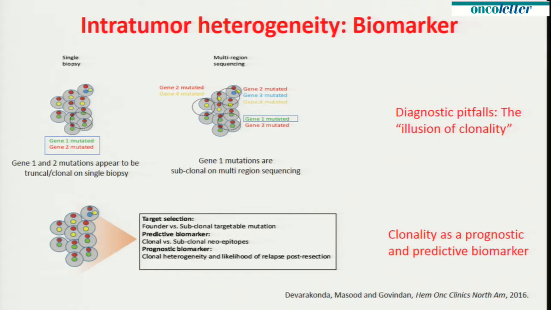Can we use this as a biomarker? Two things I want to tell you. If you take a single region, you can biopsy, do the genomic analysis, and come away thinking that something is clonal. But if you do multiple regions, you find that whatever you find here is not exactly clonal, it's a subclonal event. So unless you do multiple regions, you really get a false illusion that it is clonal.